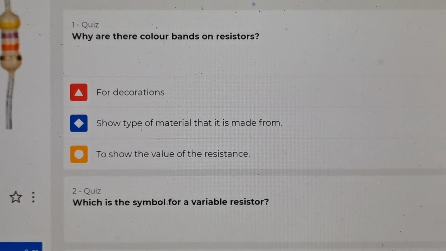Okay, let's go through the answers for the Kahoot quiz from last week.